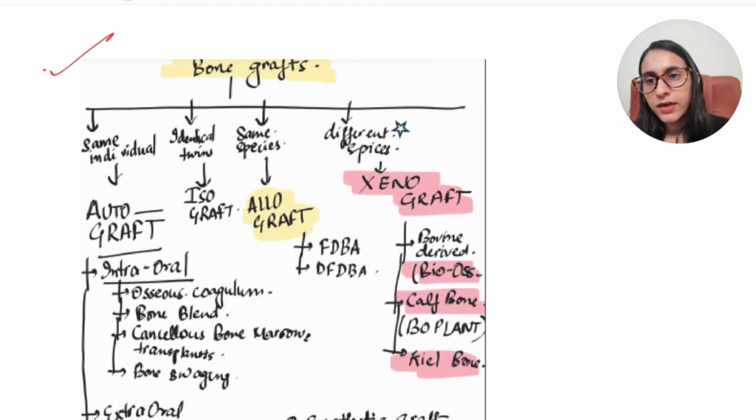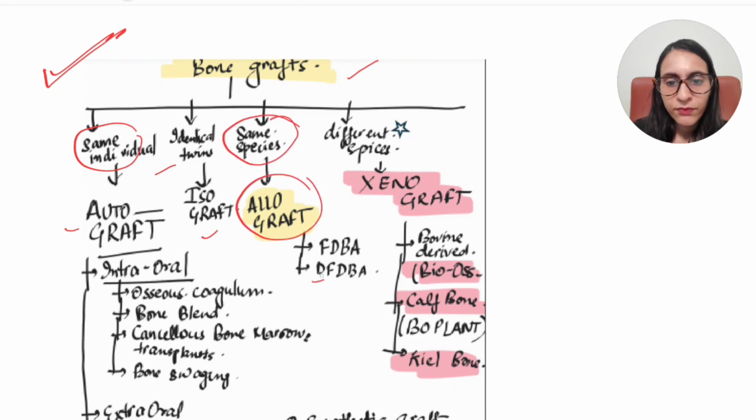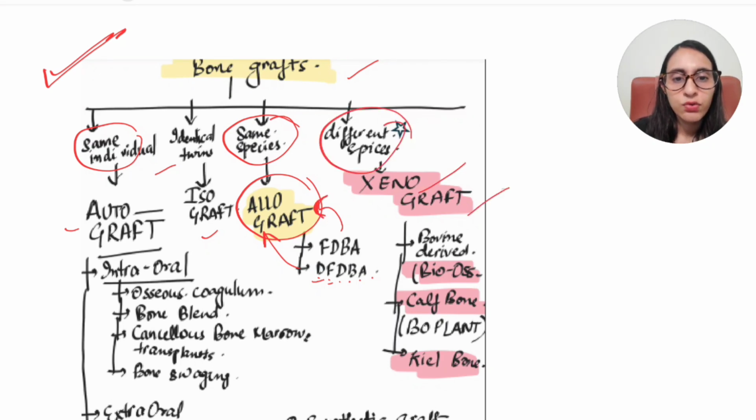So you can see this is a slide from the perio subject of our crash course, and in bone graft we have already discussed, from the same individual is autograft, identical is iso, same species is allograft, and decalcified freeze-dried bone graft is an example of allograft. Also freeze-dried bone graft is an example of allograft as well. Different species we have xenograft.